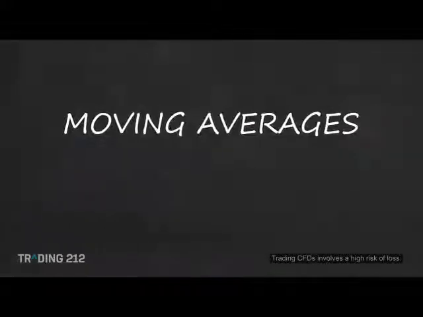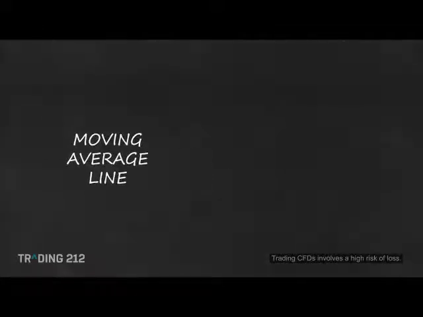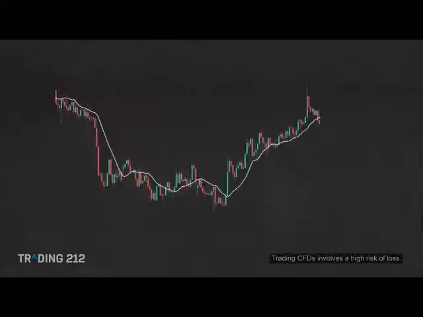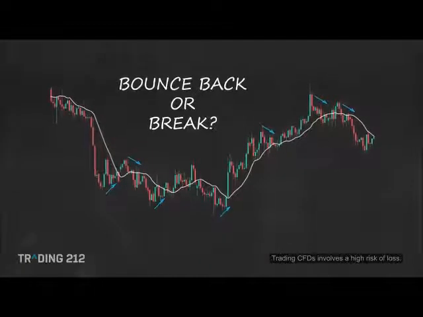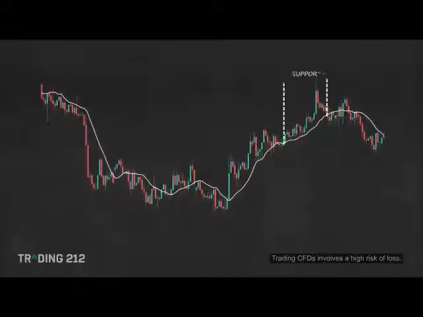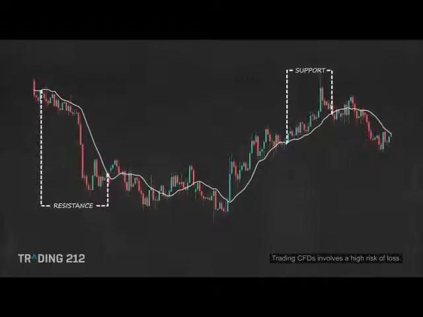Moving averages are also used to identify areas of support and resistance. Many traders will consider the moving average line as a support and resistance level indicator and base trades on it. So traders will check to see whether the price is going towards the moving average and see whether it will bounce back from it or break it, as with regular support and resistance level. Oftentimes, the price of an instrument will find support at the moving average line when the trend is up, and will find resistance at the moving average line when the trend is down.